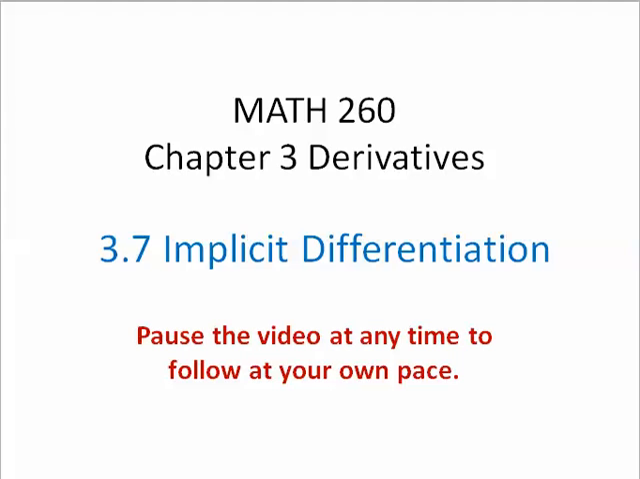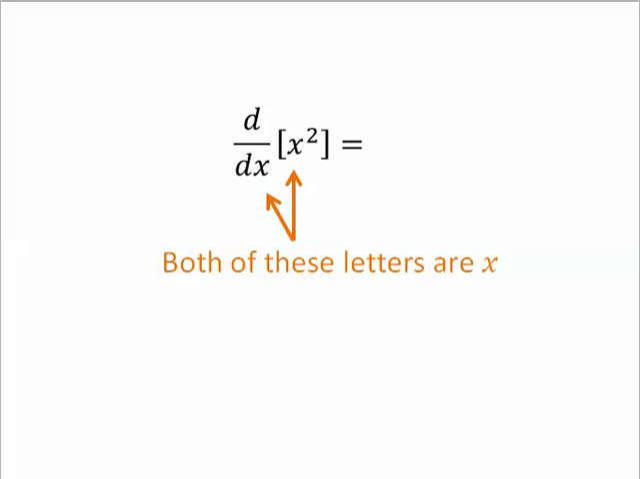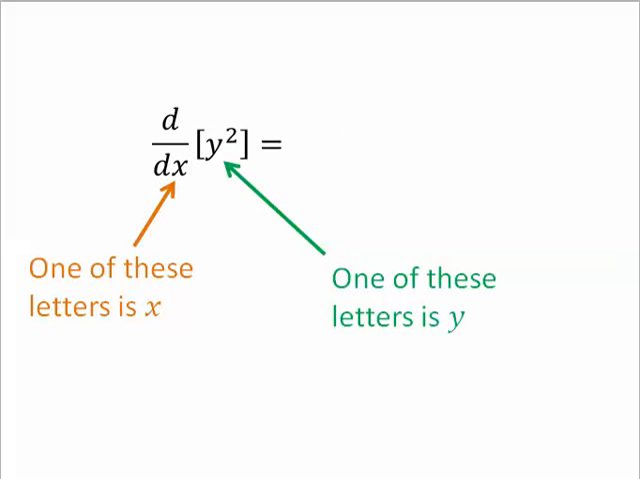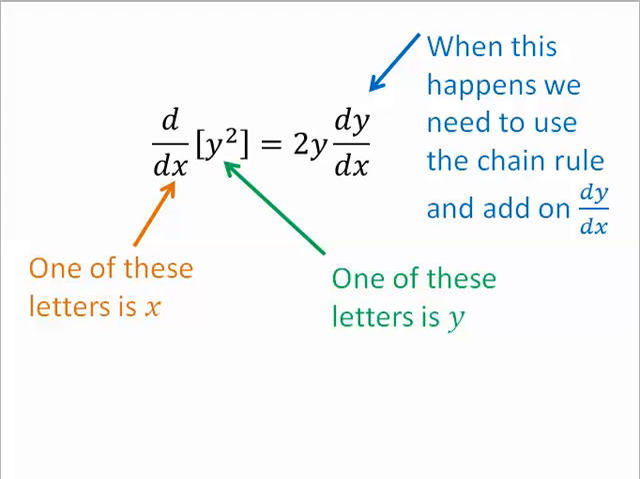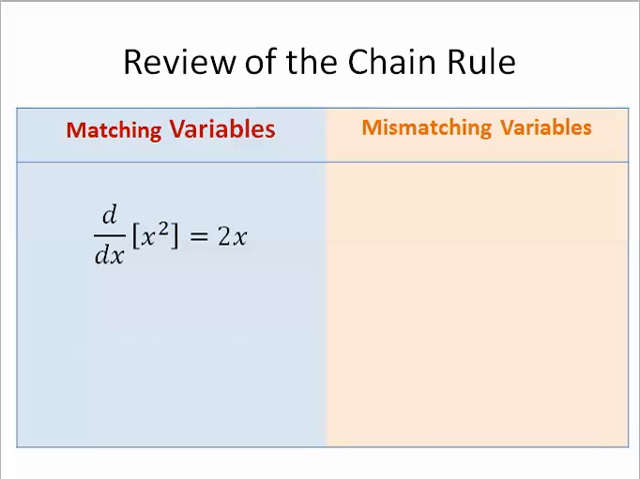3.7 Implicit Differentiation. Notice that when we take the derivative of x squared with respect to x, we get 2x. But when we take the derivative of y squared with respect to x, we get 2y dy dx. Let me repeat that. The derivative of x squared with respect to x is 2x. The derivative of y squared with respect to x is 2y dy dx.